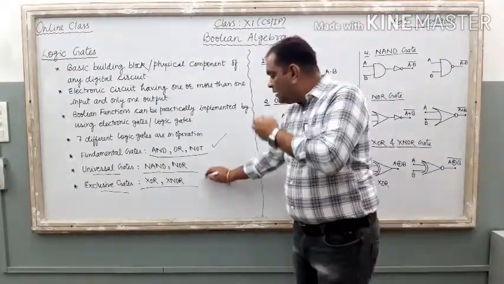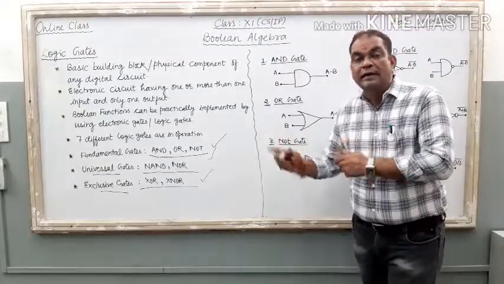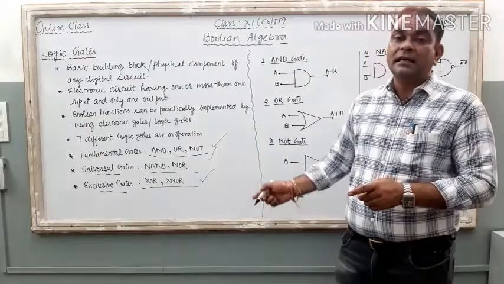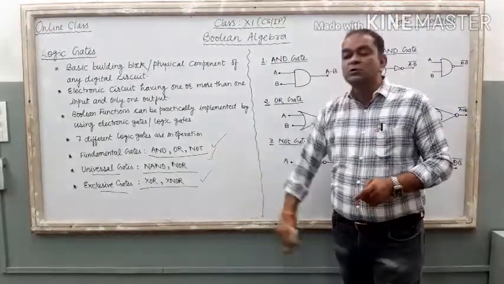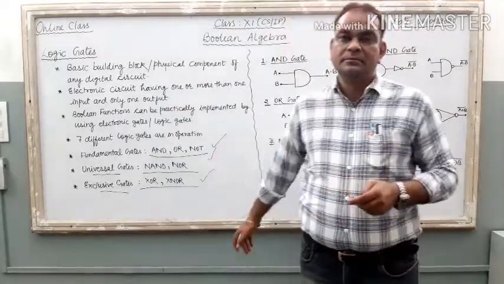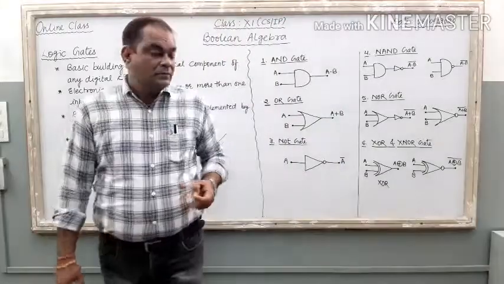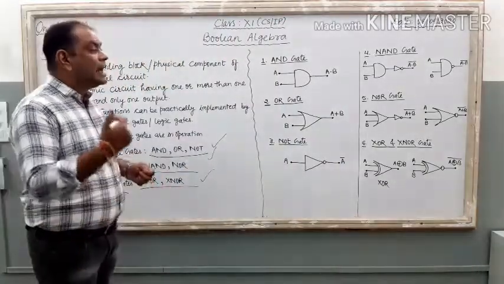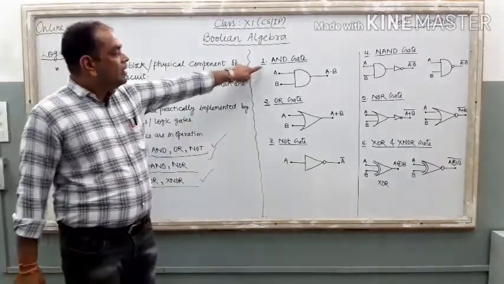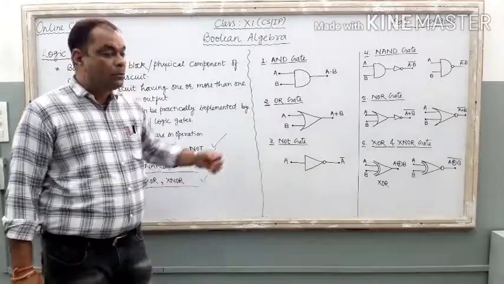Clear? So 3 gates are there in the fundamental category, 2 gates are there in the universal category, and the remaining 2 gates are in the exclusive category. Total 7 different logic gates are there. Now, if you want to know the diagrams of these different gates, just see the AND gate, OR gate, NOT gate.